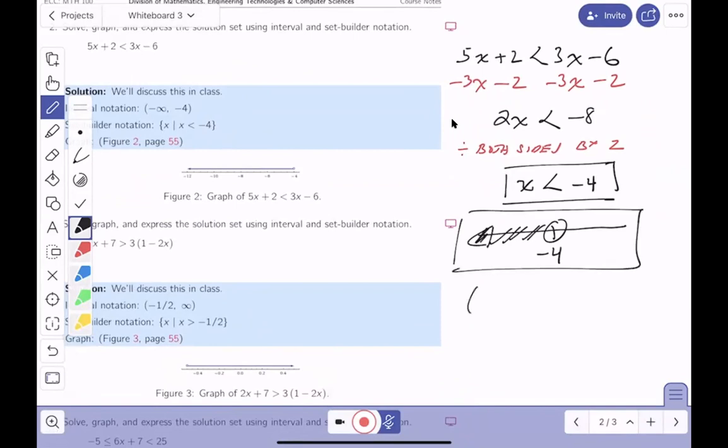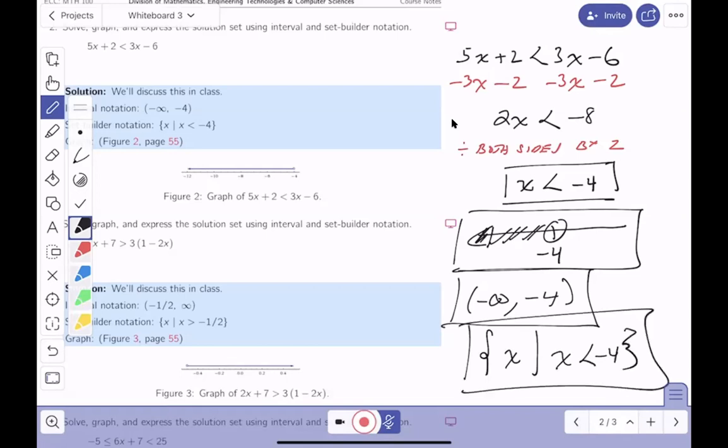Interval notation, I'm looking at left to right, minus infinity. No, you can never touch that. It goes up to minus 4. That's on the right side, and you can't touch that either. That's intervals. And set builder, fairly easy to put down: x such that x is less than minus 4.